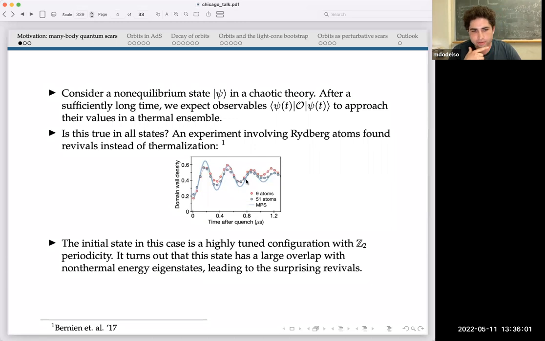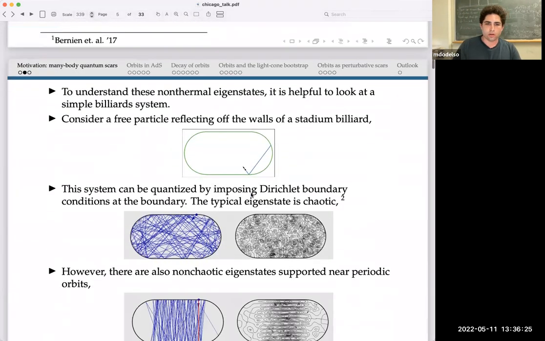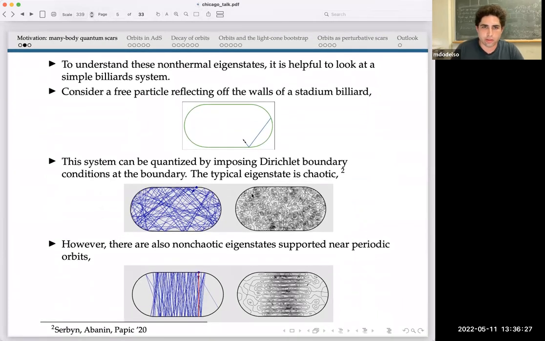So in this case, the initial state is a very highly tuned configuration. It has Z2 periodicity along the chain of atoms. And the reason for these revivals, it turns out, is that this state has a very large overlap with atypical non-thermal energy eigenstates. And that leads to the revivals. So let's try to understand these non-thermal eigenstates by looking at a much simpler model, just a free particle that's bouncing off the walls of a billiard.